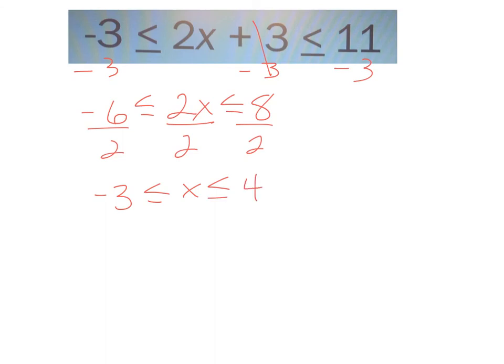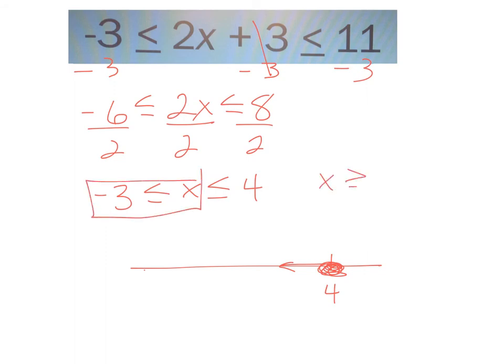Now to graph it, I'm going to do the easy part first. So here's my 4. It's going to be a closed circle going in that direction. Then this side I would have to flip it. That would give me x is greater than or equal to negative 3. Negative 3 is there. Shaded in circle. So everything in between. To read this, I would say any number greater than or equal to negative 3 and less than or equal to 4.